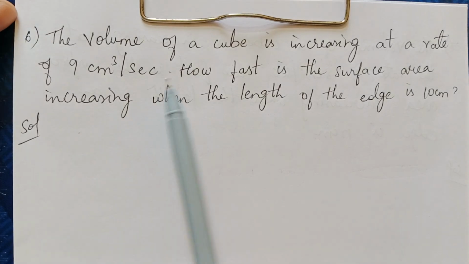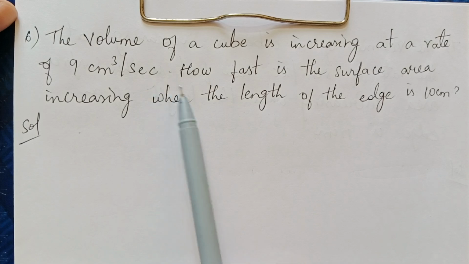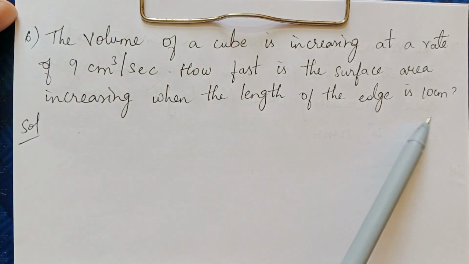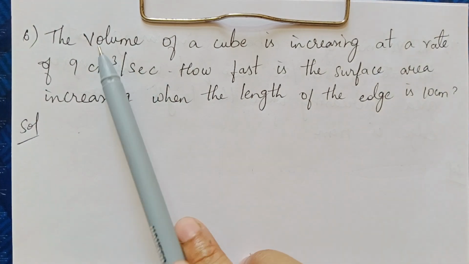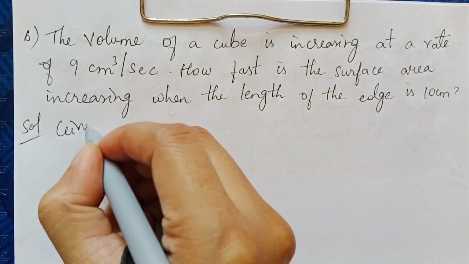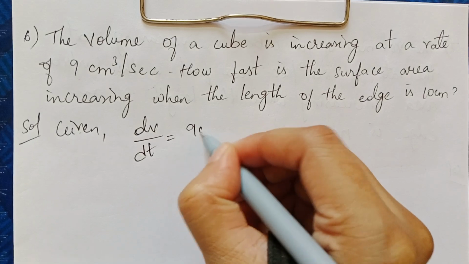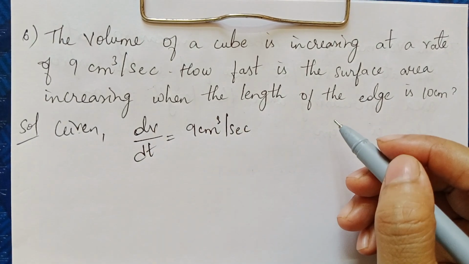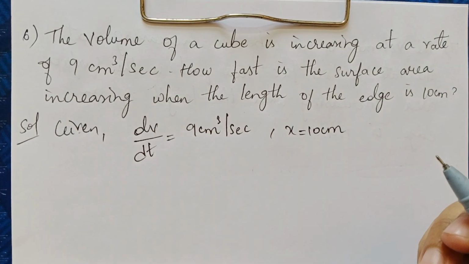Sixth question is the volume of a cube is increasing at a rate of 9 centimeter cube per second. How fast is the surface area increasing when the length of the edge is 10 centimeters? So here it is given as the rate of increase in the volume. So it is dV/dt, given dV/dt is equal to 9 centimeter cube per second, and the edge is the side of the cube, so it is x equals 10 centimeters.